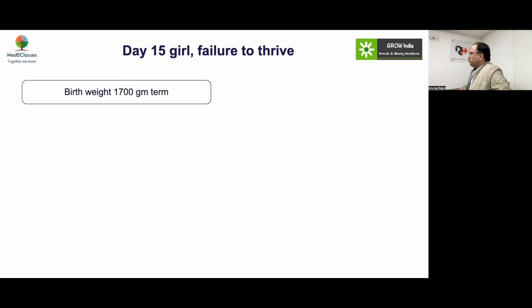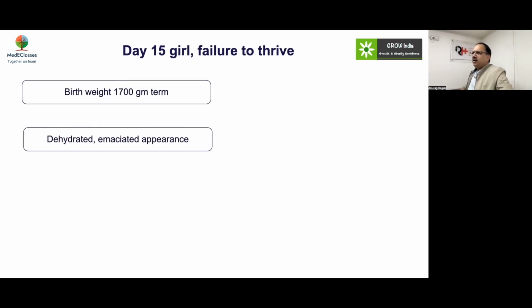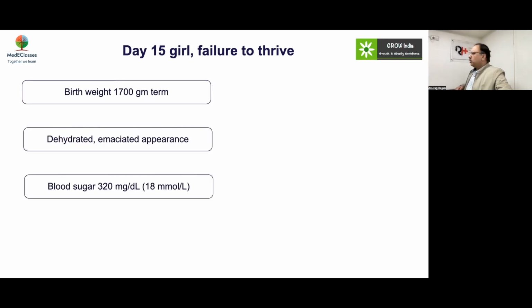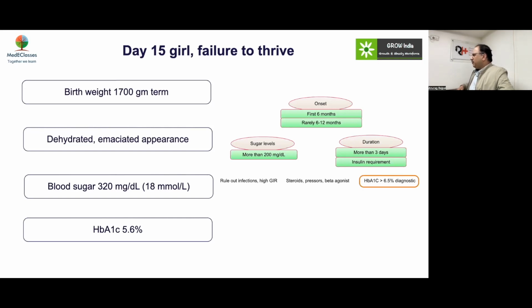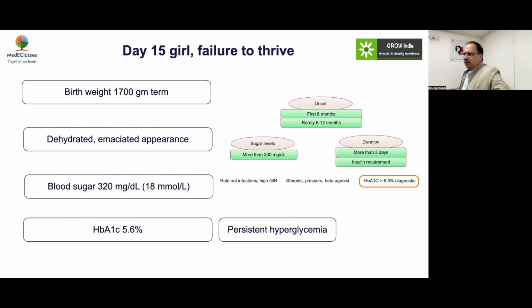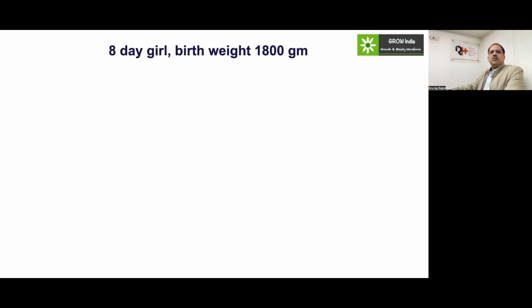Day 15 girl with failure to thrive, birth weight of 1700 grams at term. So there is a significant SGA, dehydrated, emaciated appearance, blood sugar of 320, HbA1c is 5.6. So it is most likely a neonatal diabetes. Now, HbA1c may not be very significant. She had persistent hyperglycemia and insulin was started.